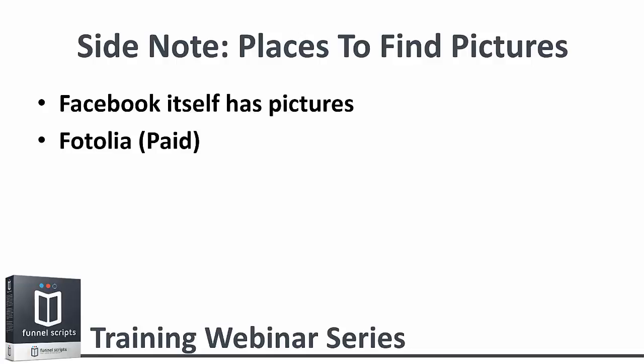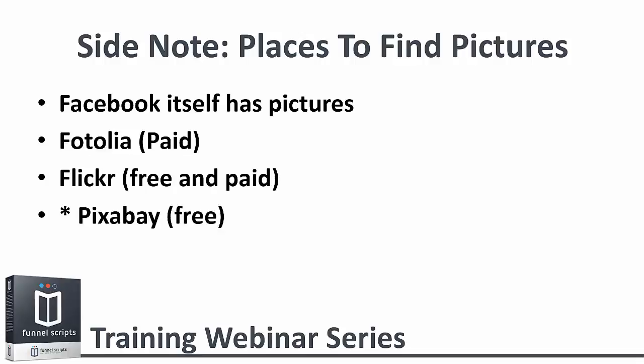There's a site called Fotolia, which is paid. You have to pay for the pictures there. Flickr is a site where people upload pictures, and some of them are free to use, some of them you have to pay for, some of them are free except if you want to use them for a commercial purpose. So it gets to be kind of a pain to actually read all of the various licenses that go with each picture.